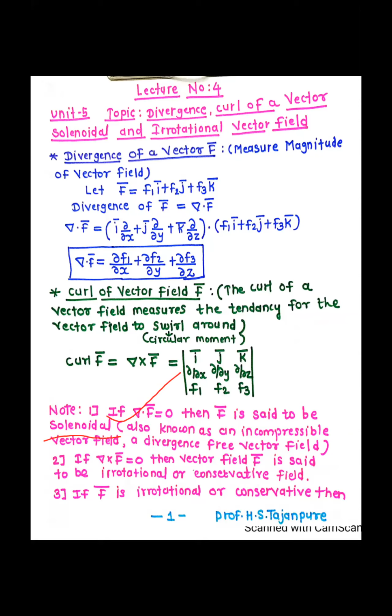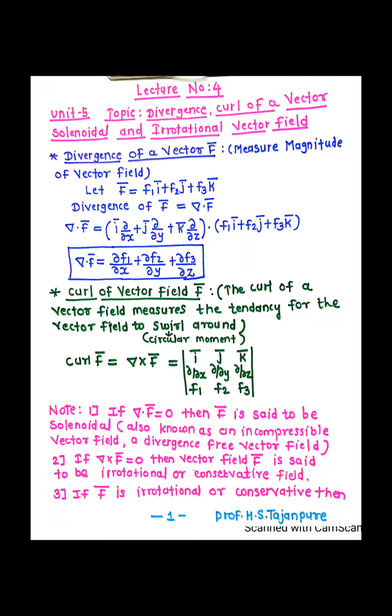So in solving the example, you will have the vector field f bar, and you will have to check whether the field is solenoidal or not. For that, you will have to take the dot product of del and f bar. If it is 0, then we can call the field solenoidal, that is incompressible or a divergence free vector field.